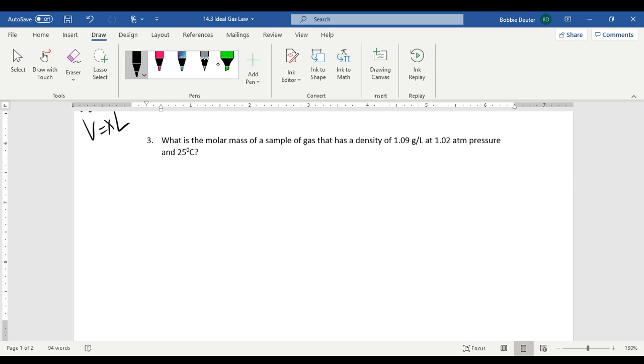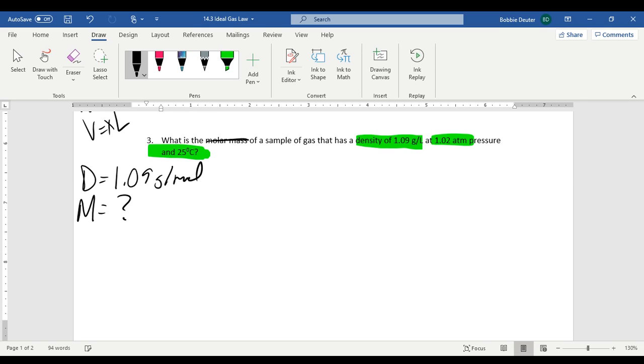We are given, what is the molar mass of a sample of gas that has a density of 0.9 grams per liter at 1.0 atm of pressure and 25 degrees Celsius. So we are given the density of 0.9 grams per liter. We are looking for our molar mass, which would again be grams per mole.